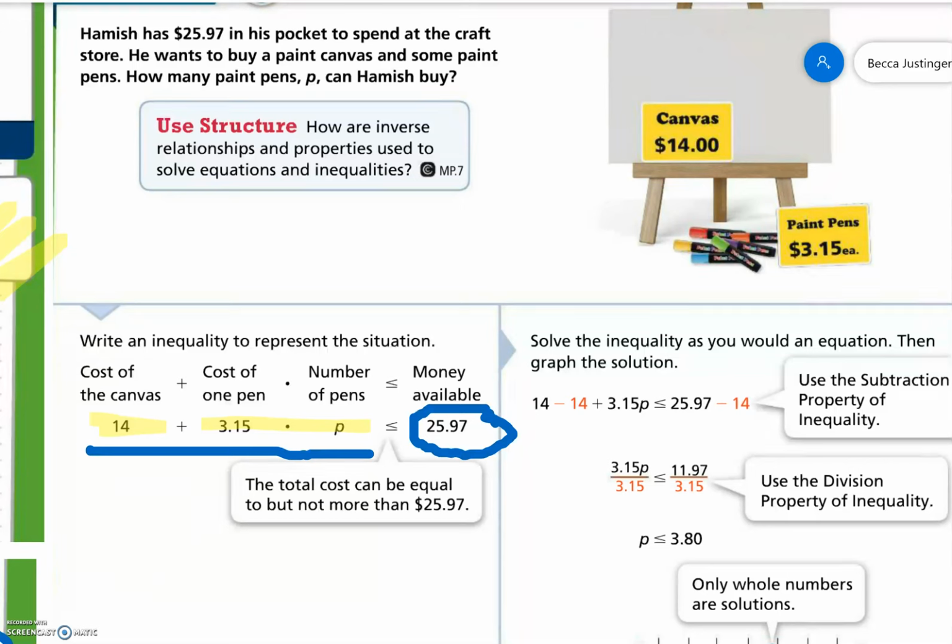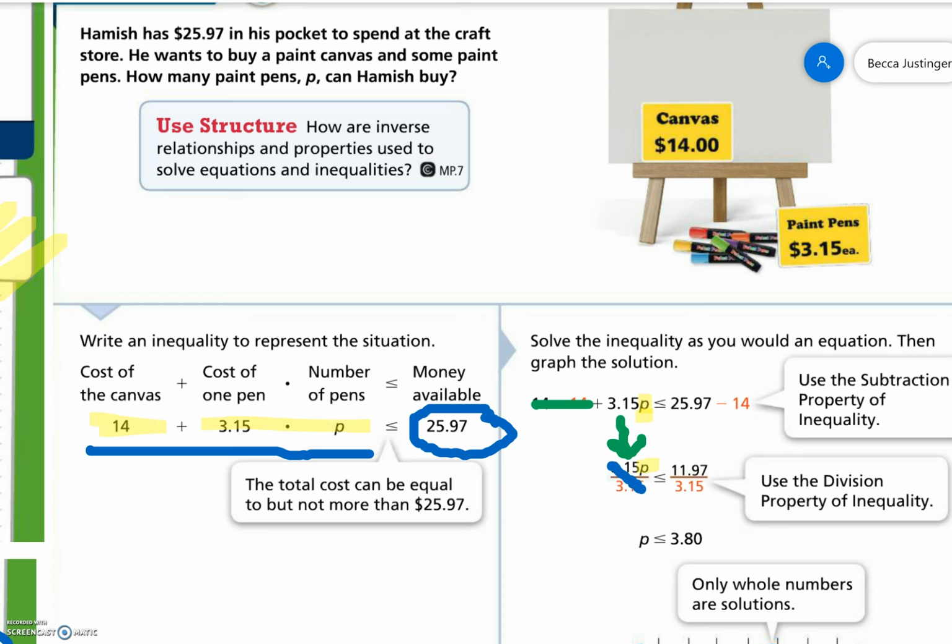We solve two-step inequalities just like we solve two-step equations. We have to work farthest away from P. Right now the 3.15 is touching P, so we need to get rid of the 14. We subtract 14 from both sides, bring down the 3.15P, and 25.97 minus 14 is 11.97. Still trying to solve for P. P is being multiplied by $3.15, so we do the inverse operation of dividing. They cancel each other out, and 11.97 divided by 3.15, so P is less than or equal to 3.8.